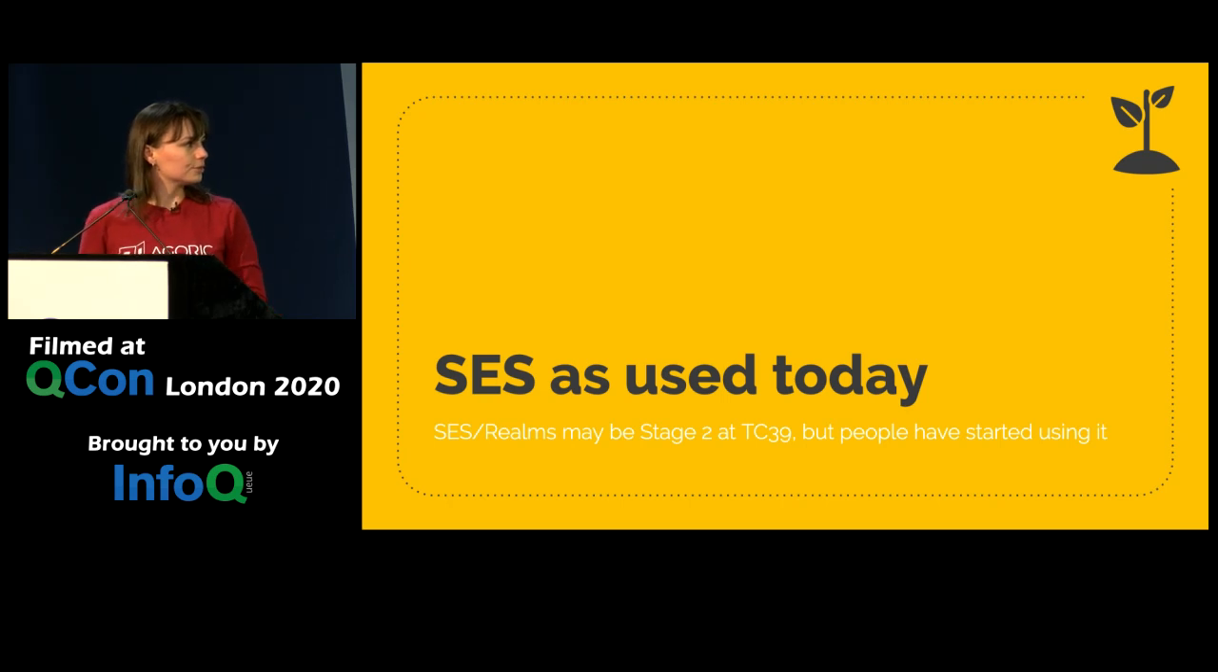So let's go over SES as used today. Like I was saying, Realms is at stage 2, SES is at stage 1 at TC39, but people have already started using it.